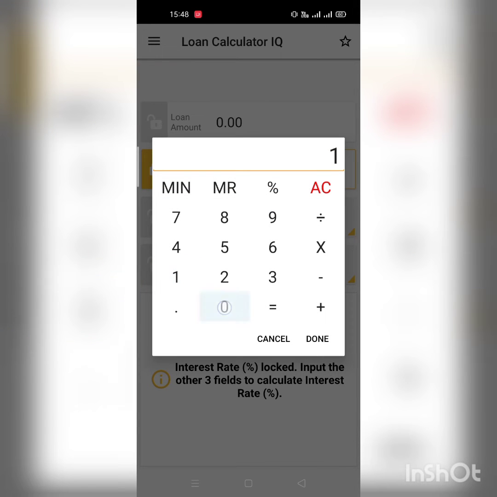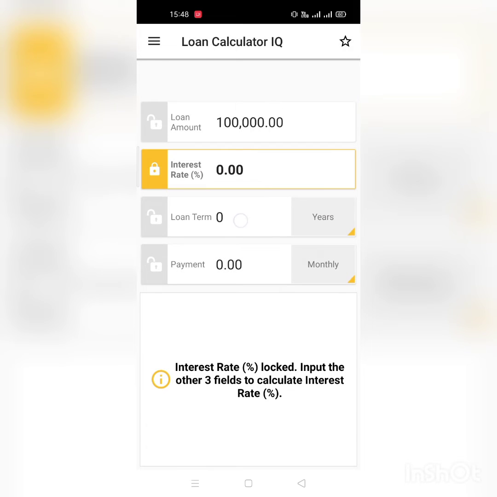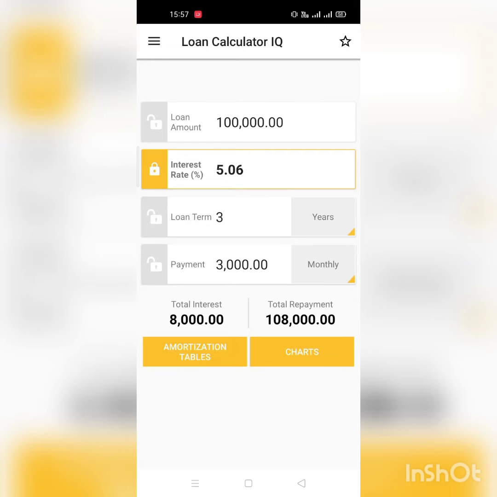It is about 1 lakh, and my loan term is about 3 years, and my monthly payment is 3000, and my interest rate is 5%. And here you can see my total interest is 8000 and the loan repayment is 1,08,000.